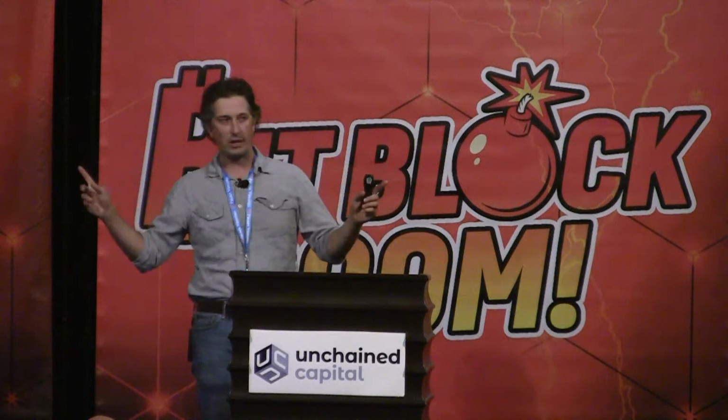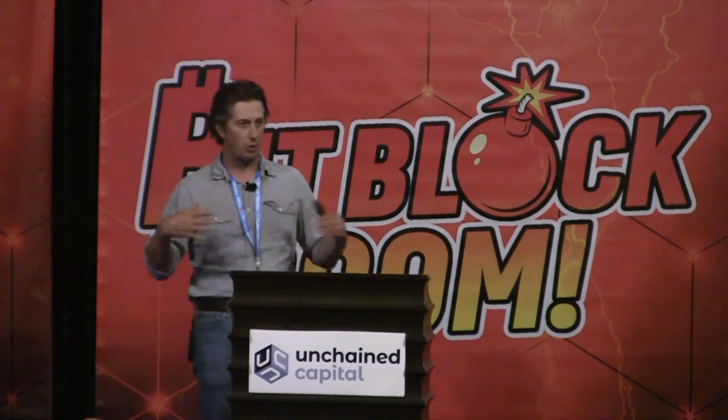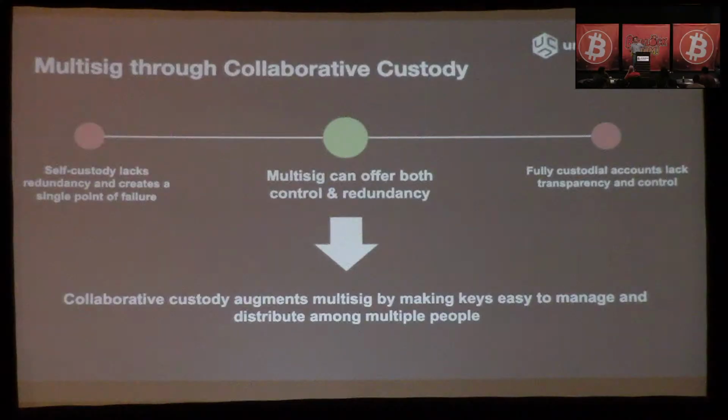So if we think about the spectrum of how you could store your Bitcoin, on one hand you have fully custodial accounts. These lack transparency and control. This is keeping it on an exchange, where you don't even have the keys. And then all the way over to self-custody, maybe in a single sig situation where it kind of lacks redundancy and backups for disaster type scenarios.